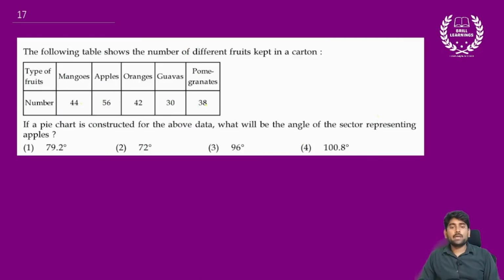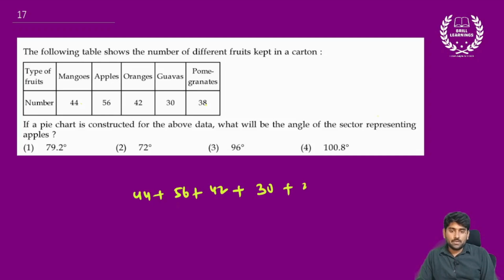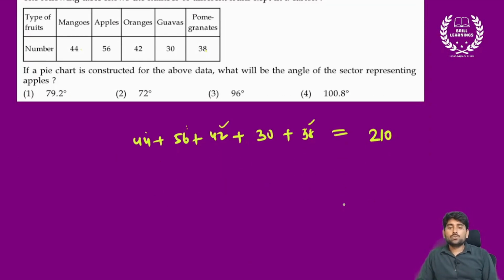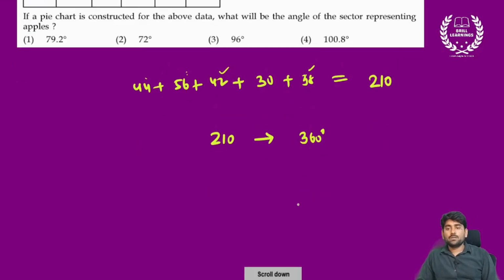We need to find what will be the angle of the sector representing apples. First find the total number of fruits here. 44 plus 56 plus 42 plus 30 plus 38, which is equal to 210. A total of 210 fruits are here. So these 210 fruits equal 360 degrees in a circle, and the total number of apples we have is 56 only. This represents how much sector portion? That is the question here.